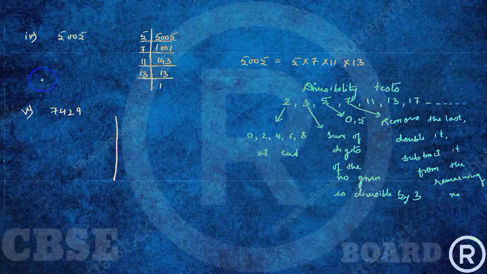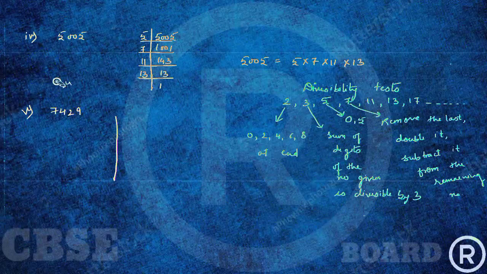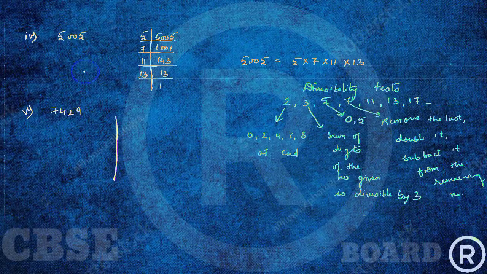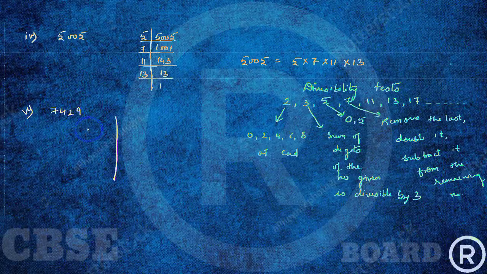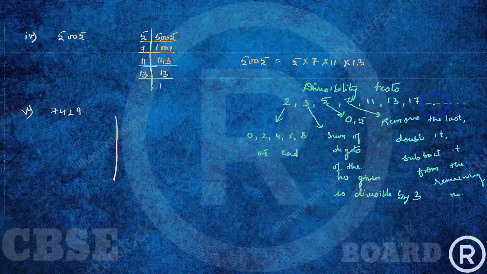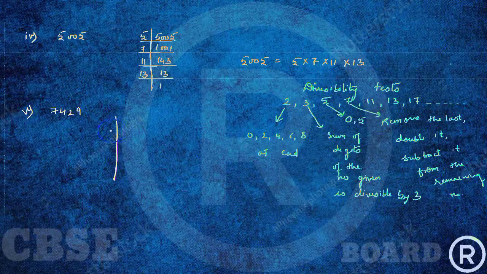So what will be 742 minus 18? It will be 724, which is not divisible by 7. If you want to check it, you can check it again, but I know that it is not divisible by 7. Similarly, you will check all the divisibility tests, and you will find out that this number will be divisible by 17.